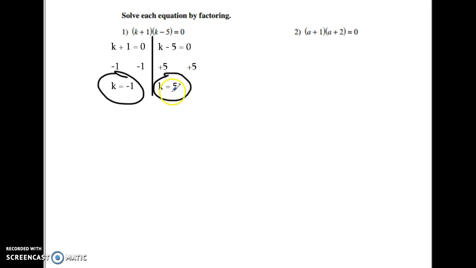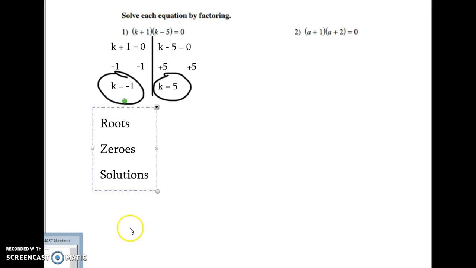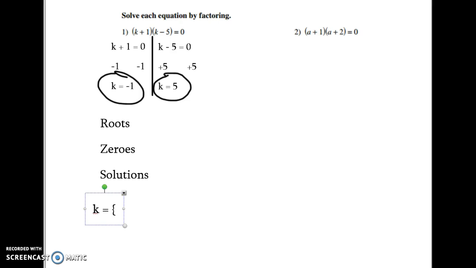These values are called the roots, they're called the zeros, they're called the solutions. And they can be written in several different ways. They can be written as equations. You can write it as k is equal to, curly bracket, -1 comma 5. That's one other way that you can write those roots, zeros, or solutions.